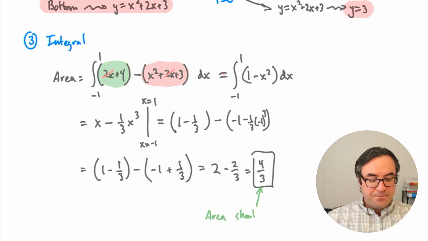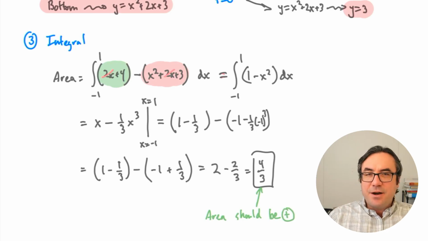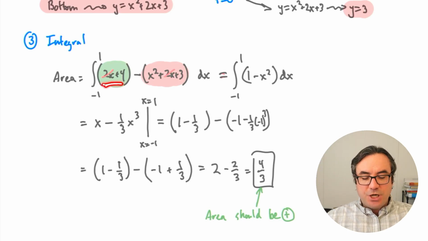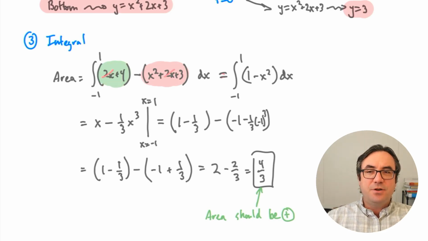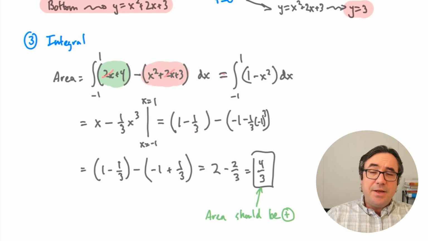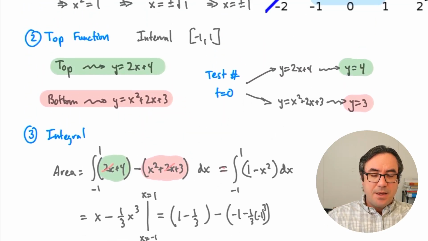So if you're doing it and you get a negative value there, chances are you want to go back and check something. Two places where you might have mixed things up: double check that you chose the correct top function, and then also double check that you evaluated in the correct order. And that's it. So that's the idea with finding the area bounded in between 2 functions.